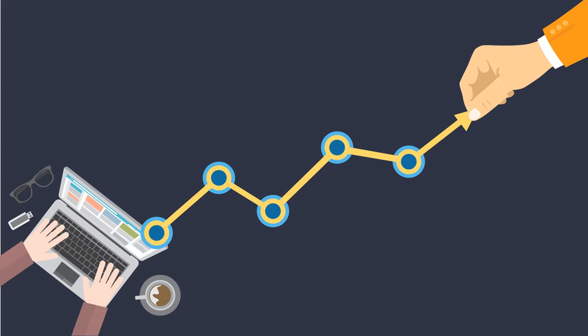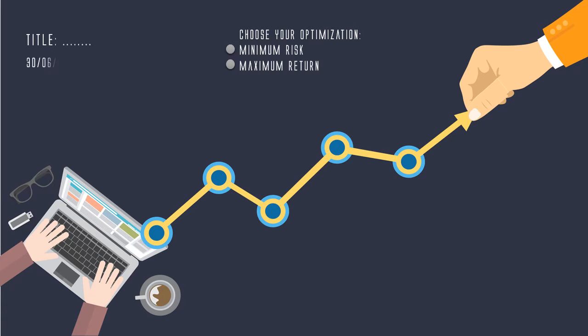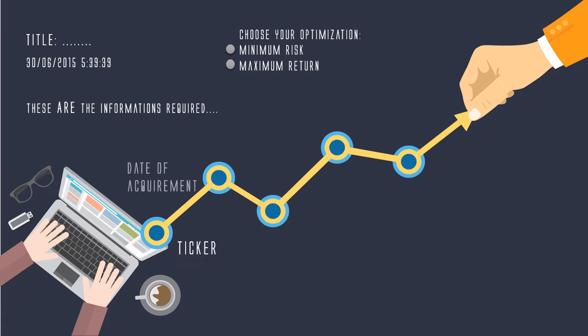There are 7 steps you need to do. First, name your portfolio. Second, choose your optimization, whether it is a minimum risk or maximum return. Your portfolio will show the current date and time. After that, you need to fill some information: your stock ticker or symbol, the date when you bought it, and how much you bought it.